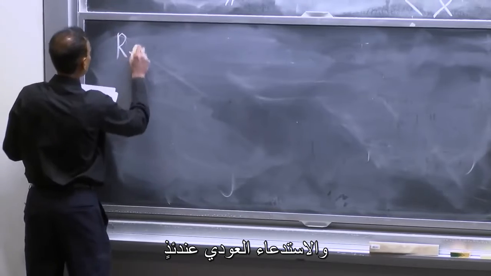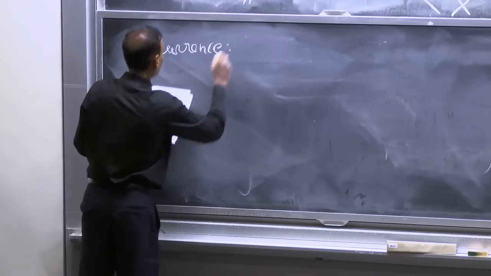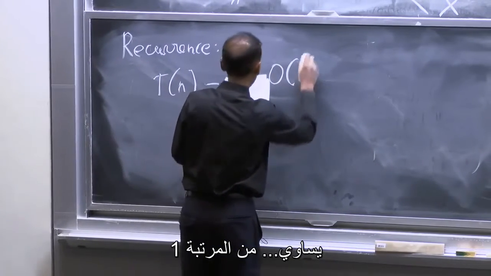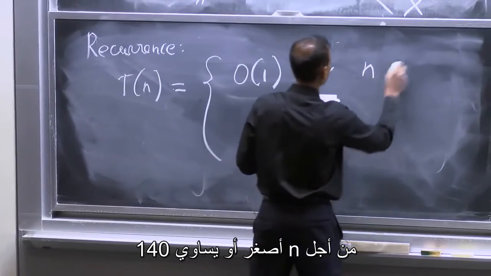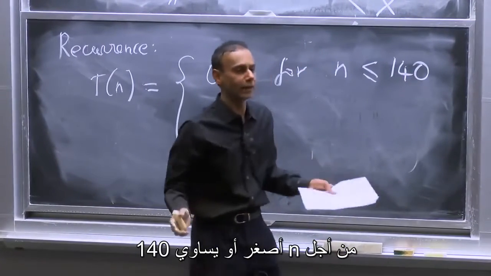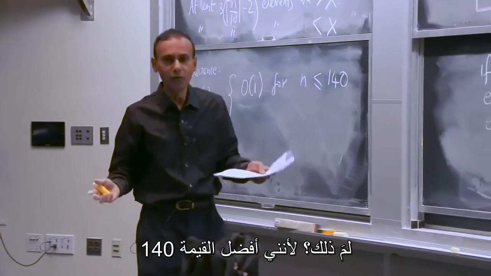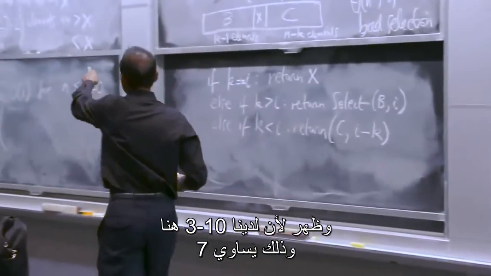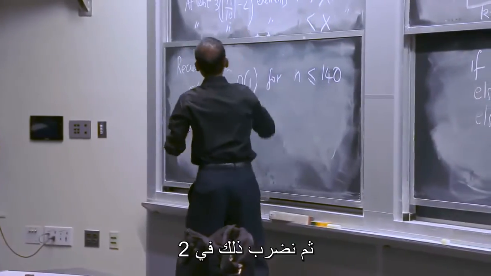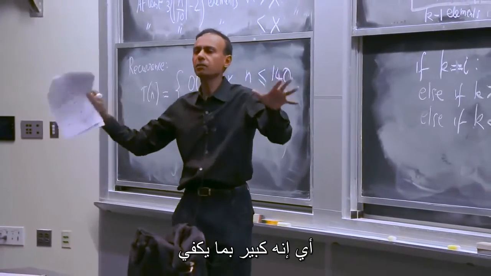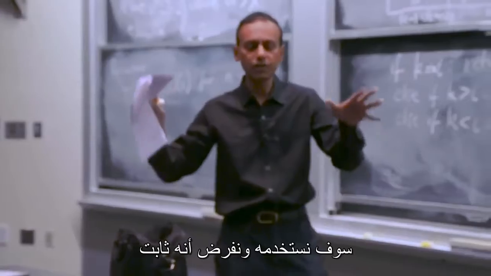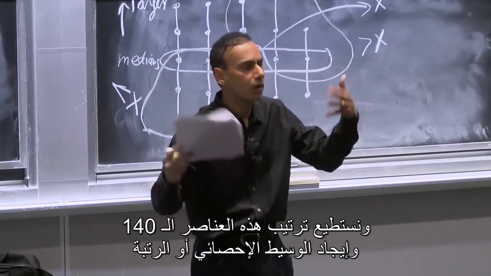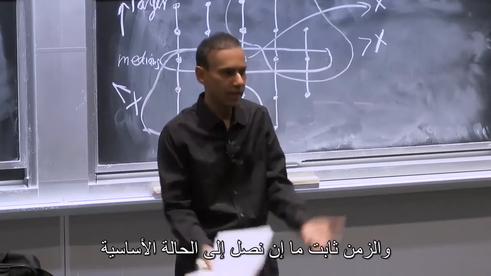So the recurrence, once you do that, is T of n equals, we're going to just say it's order 1 for n less than or equal to 140. Where did that come from? Well, I like 140. It's just a large number. It came from the fact that you're going to see 10 minus 3, which is 7, and then you want to multiply that by 2. So some reasonably large number, we're going to assume that's a constant. You could sort those 140 numbers and find the median or whatever rank. It's all constant time once you get down to the base case.